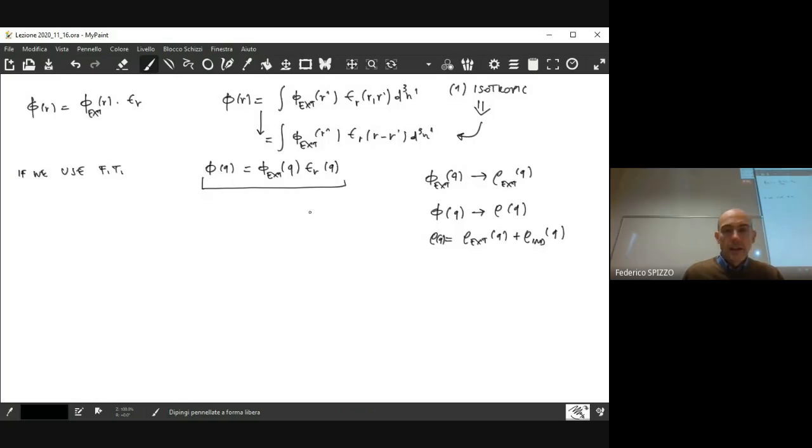And just to make a comment, if you remember... No, sorry. I wrote one thing and I did exactly the opposite. Sorry for that. I didn't notice that. Here I wrote that the actual potential is the external times the dielectric constant. So I'm sorry, I have to fix it. So the external one is equal to the actual potential times the relative permittivity.